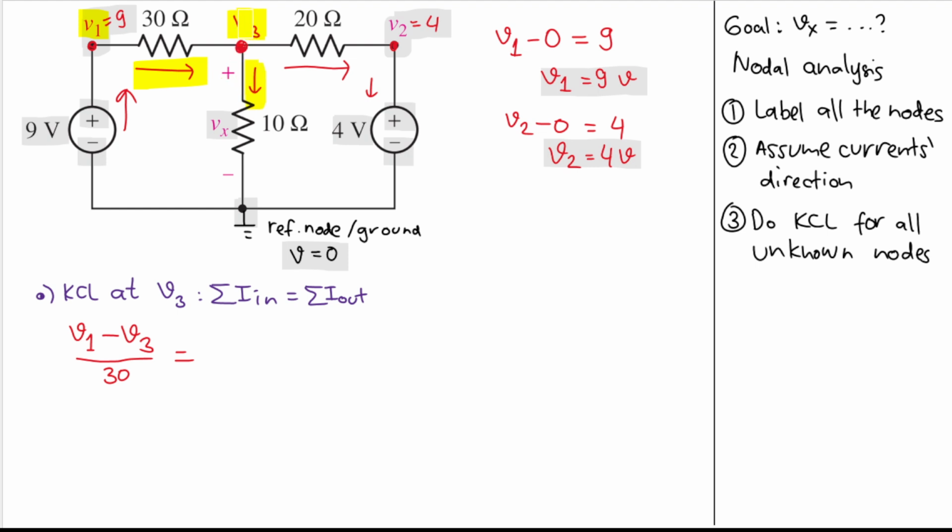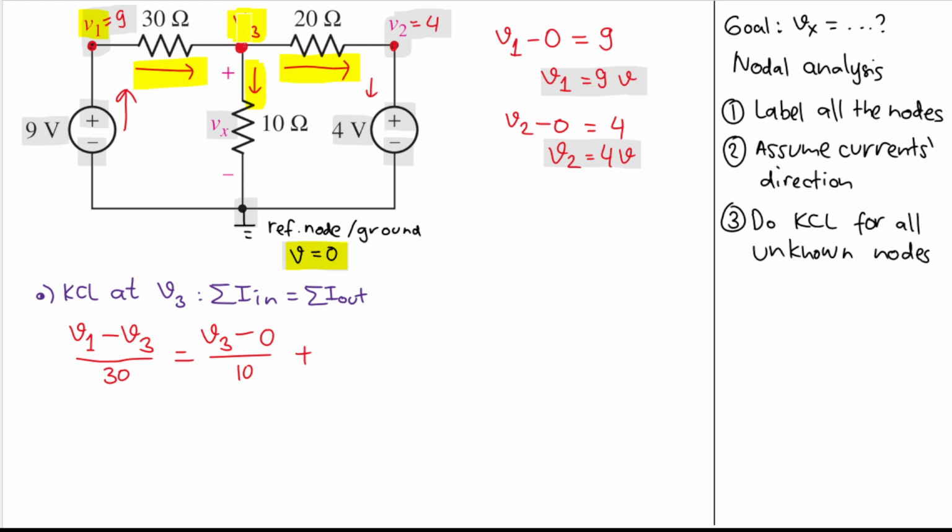Okay, the current comes from V3, so let's write V3 here, and then the current goes to the reference node, so I will have 0. So I'll have V3 minus 0. Okay, but this is voltage. We need to divide it by the resistance between them. So I will have 10 ohm here. Good. And we have one other current that's going out, so this is the one.